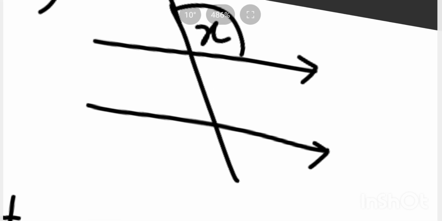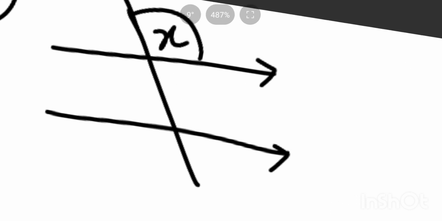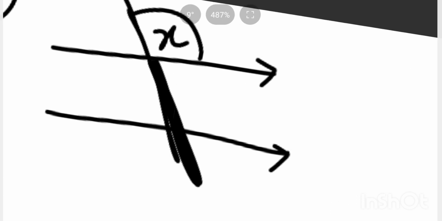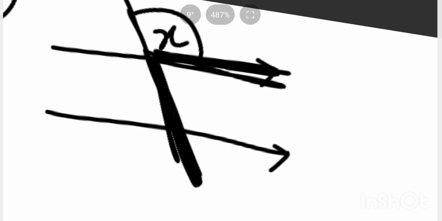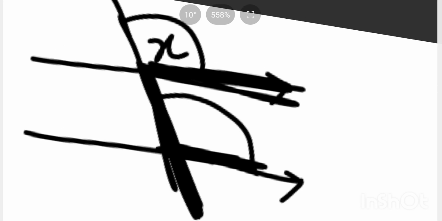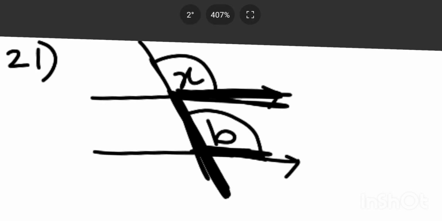So whenever you have corresponding angles, then you need to draw the F shape. So there's the F shape, and then the corresponding one will be this, which in this diagram is B in the exam question. So the answer is B, because it's corresponding to x when you draw the F shape.